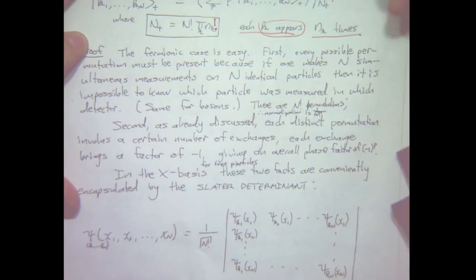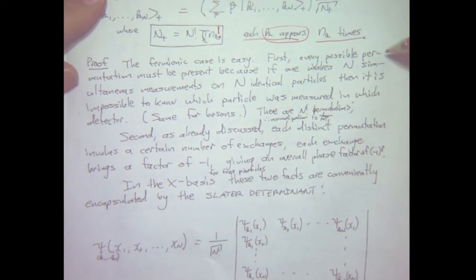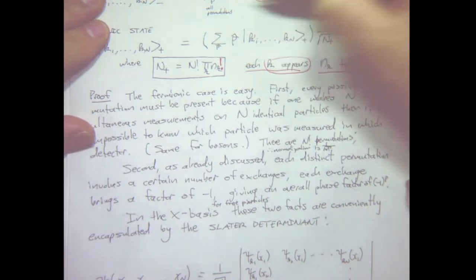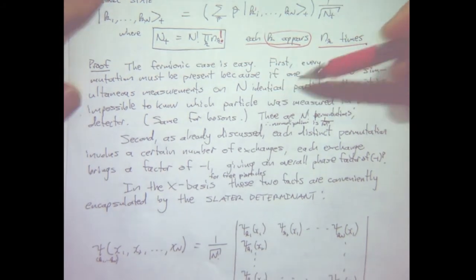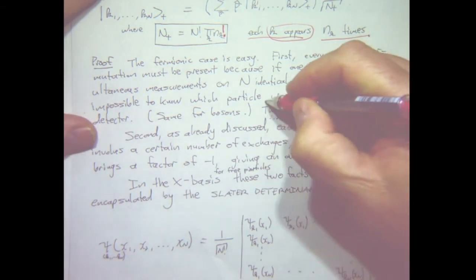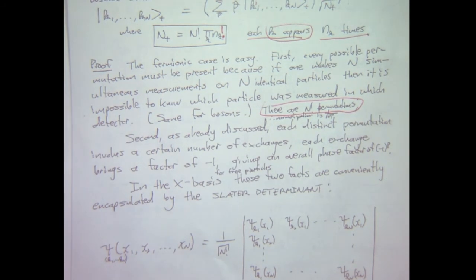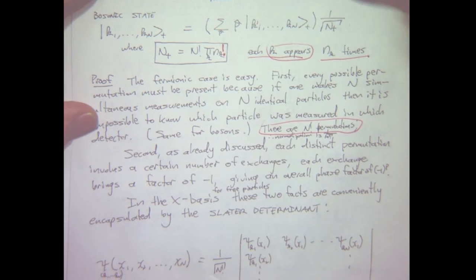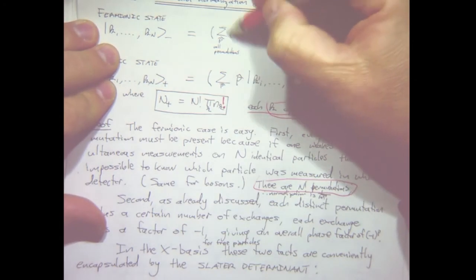Right? Now the fermionic case is easy, because every possible permutation must be present in here. Because if you make n simultaneous measurements on n identical particles, then it is impossible to know which particle was measured in which detector. And in fact, it's the same for bosons, but there are n factorial permutations. So the normalization is 1 over square root of n factorial. So the fermionic state is easy. Now this part here is just the parity, the overall phase factor that you get if you have a particular permutation here.